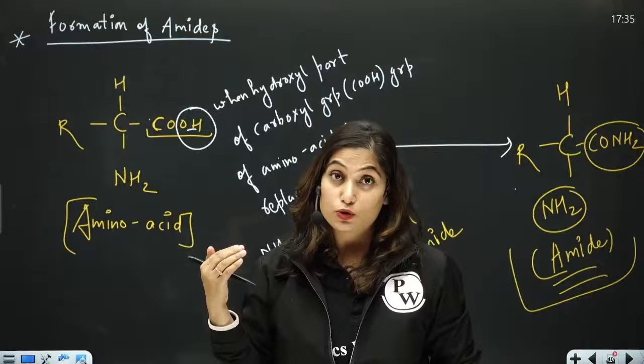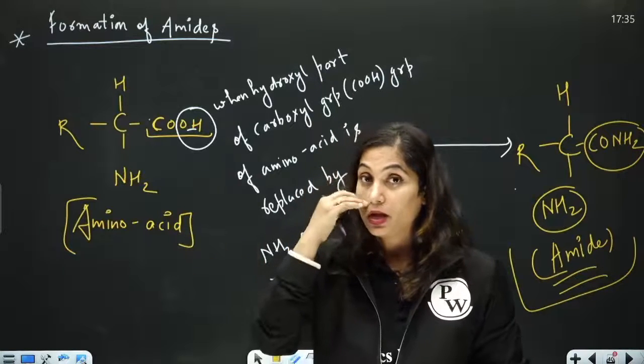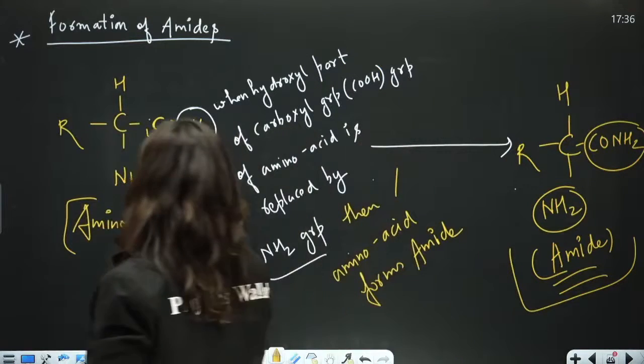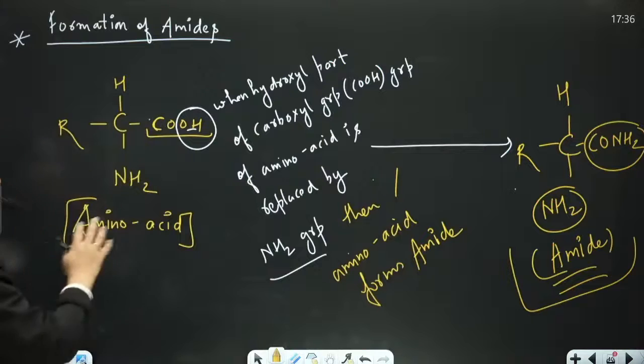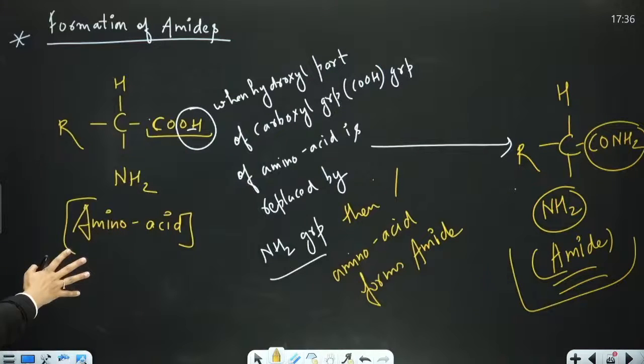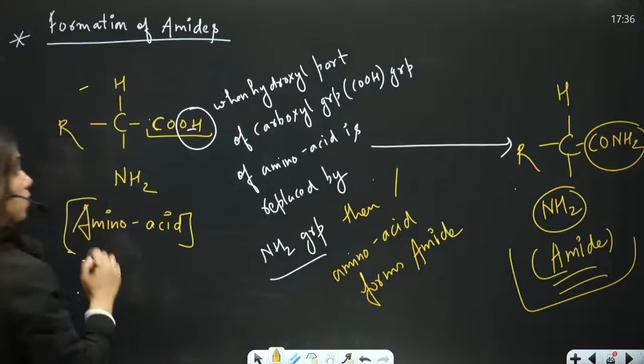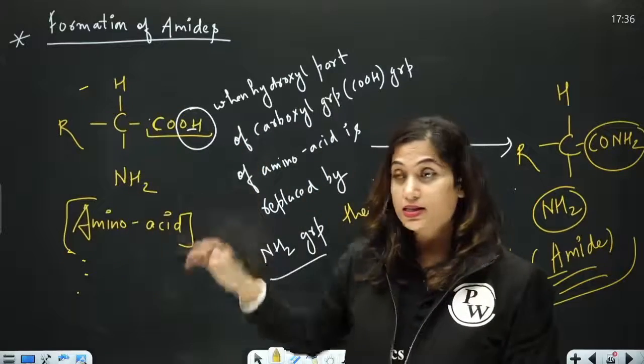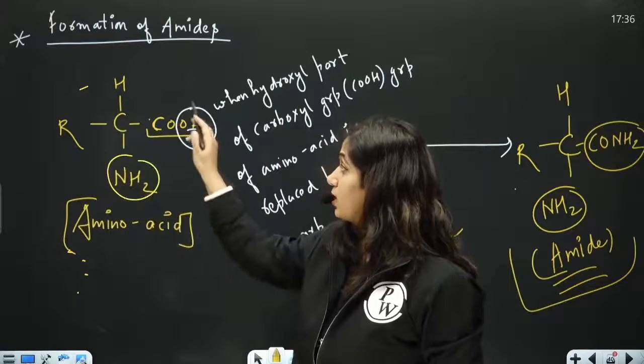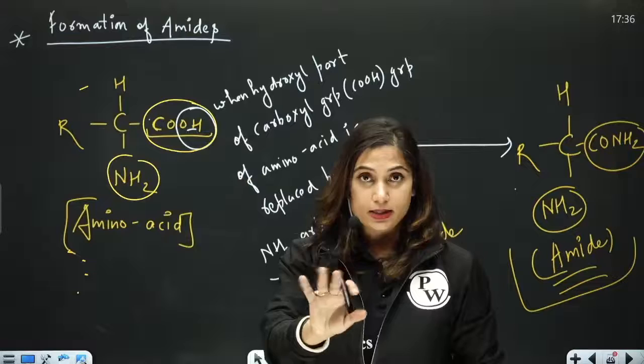Now the plant wants to make amides. Now what are amides? Let me tell you. This is the basic structure of amino acid, right? A single amino acid has one NH2 group and one carboxyl group, right?